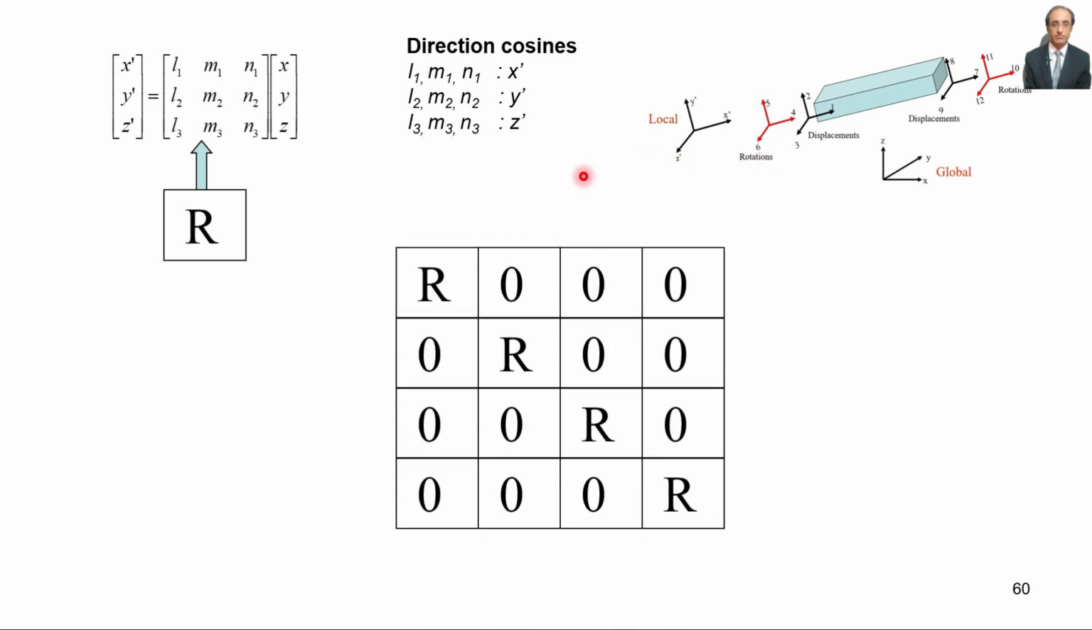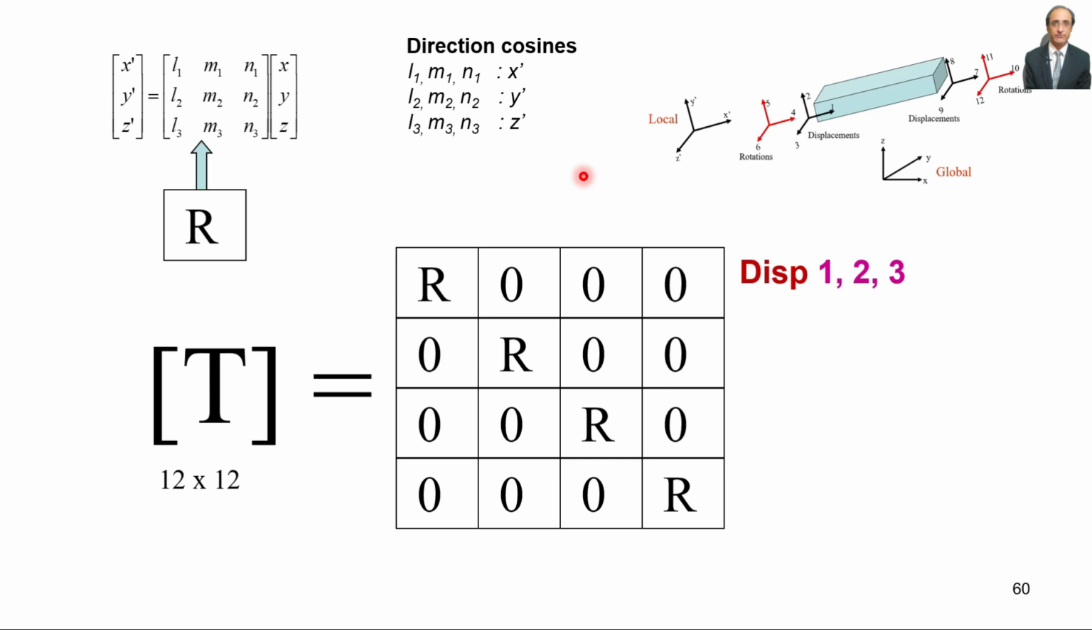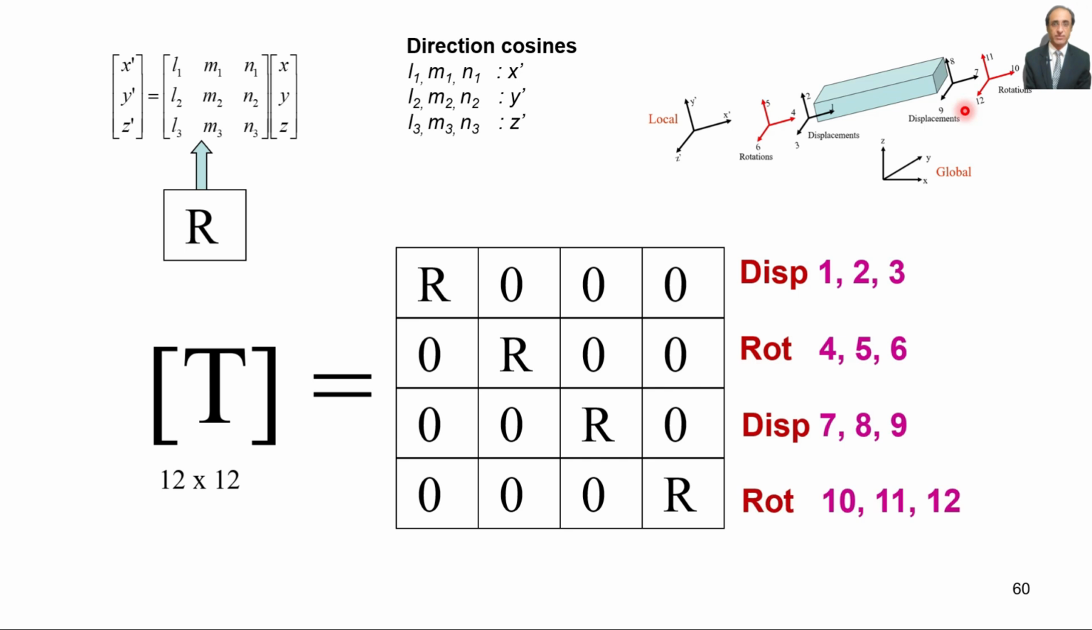And then we can define the member transformation matrix like this. It will now be a 12 by 12 matrix. So the first R is concerned with the 3 displacements at the near end, 1, 2 and 3. The second R is concerned with the 3 rotations, 4, 5 and 6, again at the near end. And similarly, the third R and the fourth R are concerned with the displacements and rotations at the far end.